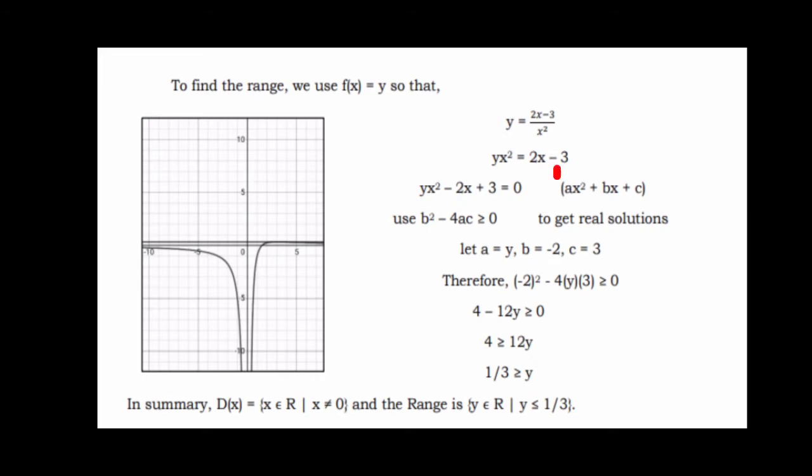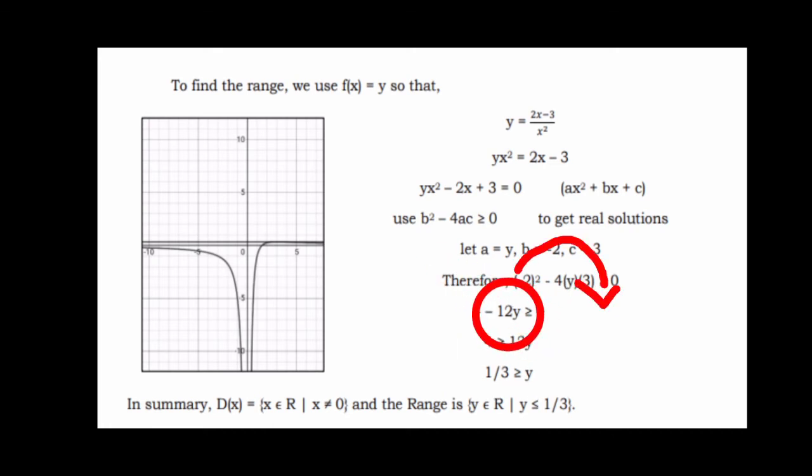It is now in the form ax squared plus bx plus c. From that, we are now going to use b squared minus 4ac, which is greater than or equal to 0, to get the real solutions. Let a is equal to y, b is equal to negative 2, c is equal to 3. Therefore, by substitution, you will have negative 2 squared minus 4 times y times 3 is greater than or equal to 0. Simplifying further, you will now get 4 minus 12y is greater than or equal to 0.